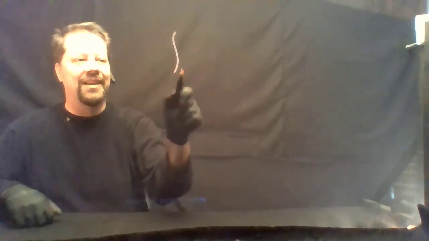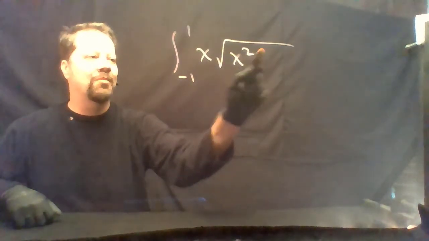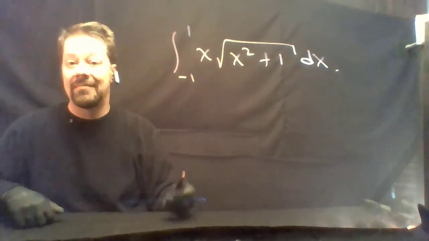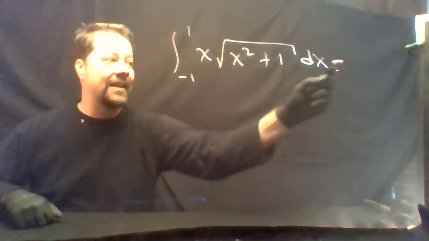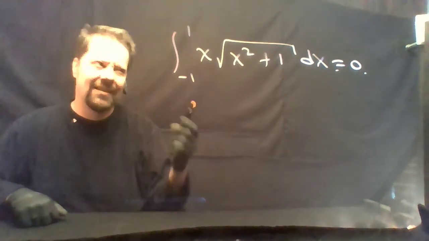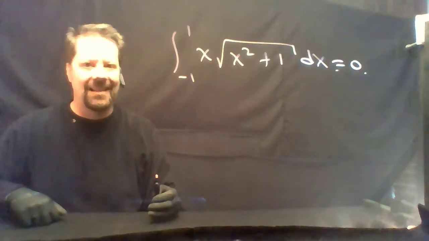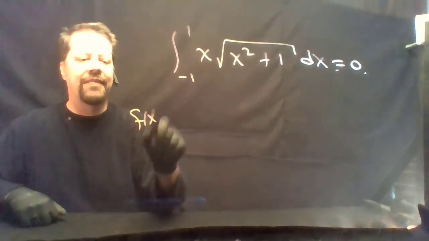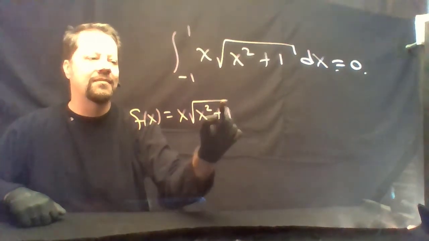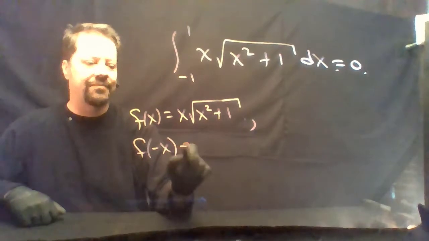Suppose I'm integrating from negative 1 to 1 x times the square root of x squared plus 1 dx. Since this integrand is odd, I know immediately that the value of this integral is 0. You might be wondering, how do I know whether or not this integrand is odd? Well, if f of x is x times the square root of x squared plus 1, then what is f of minus x?